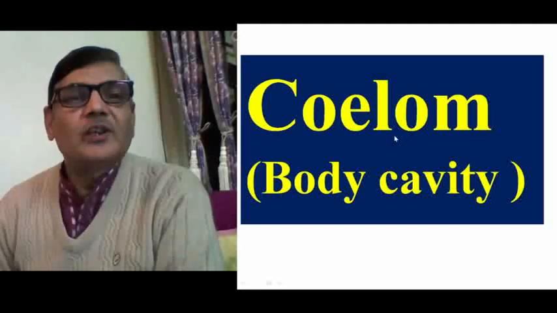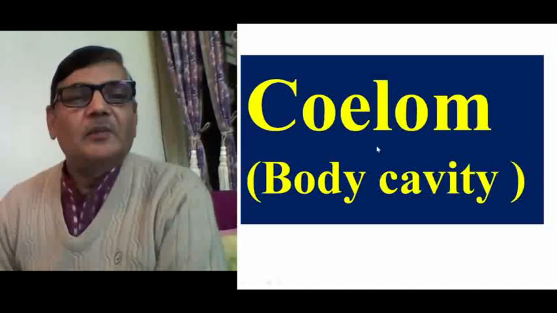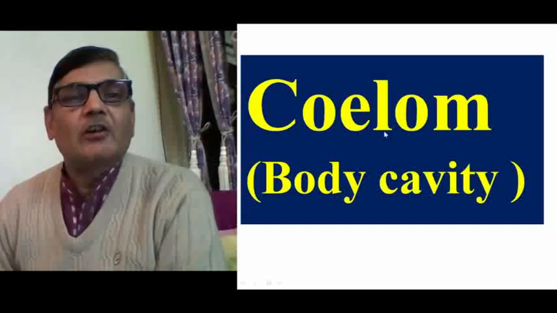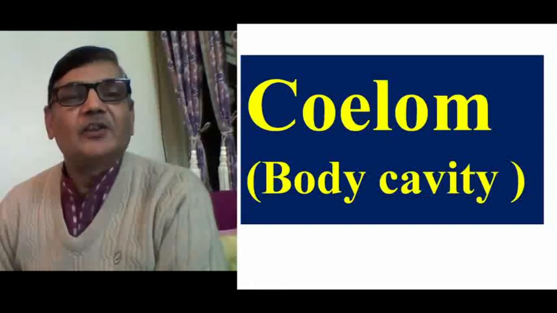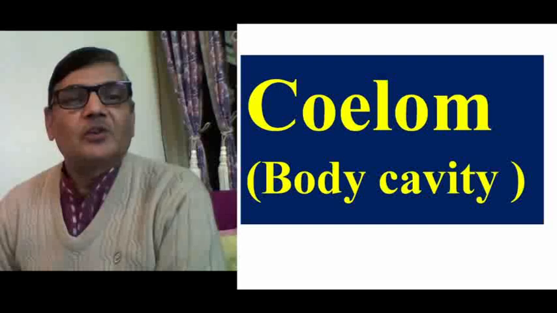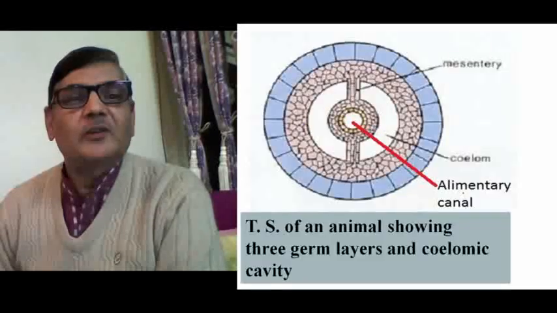See, when we study about body organization in animals, we come to know about coelom. Coelom refers to the body cavity. There are animals which may possess this cavity. Such animals are called coelomate animals, and those which lack a body cavity are referred to as acoelomate animals. So there are two categories of animals, that is coelomate and acoelomate.